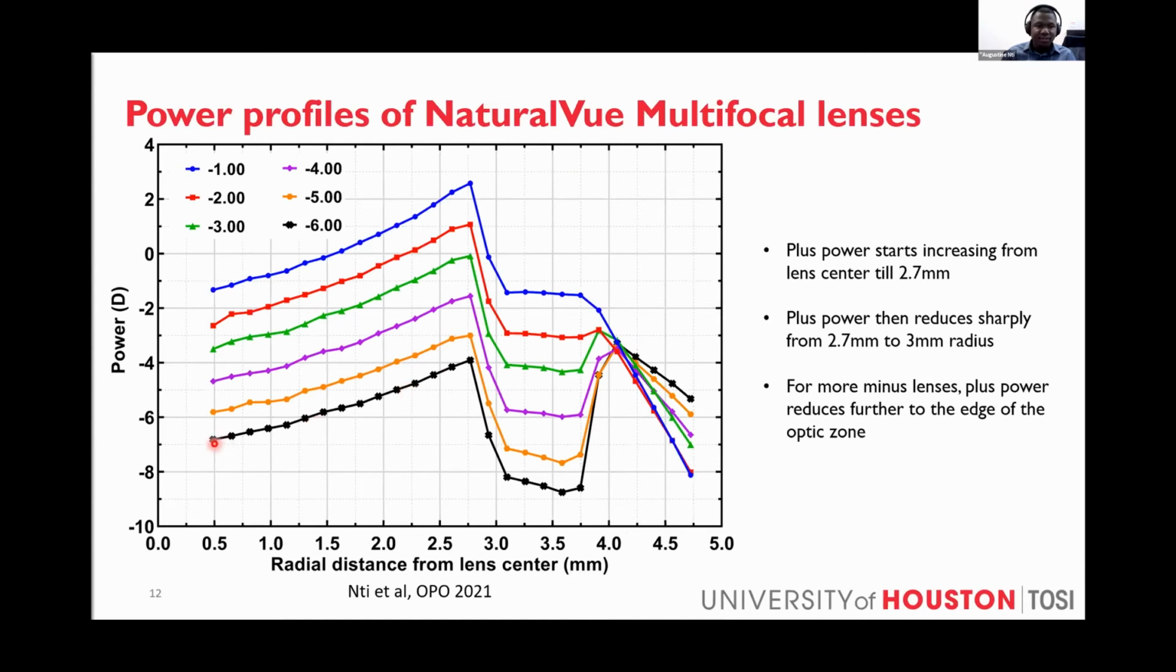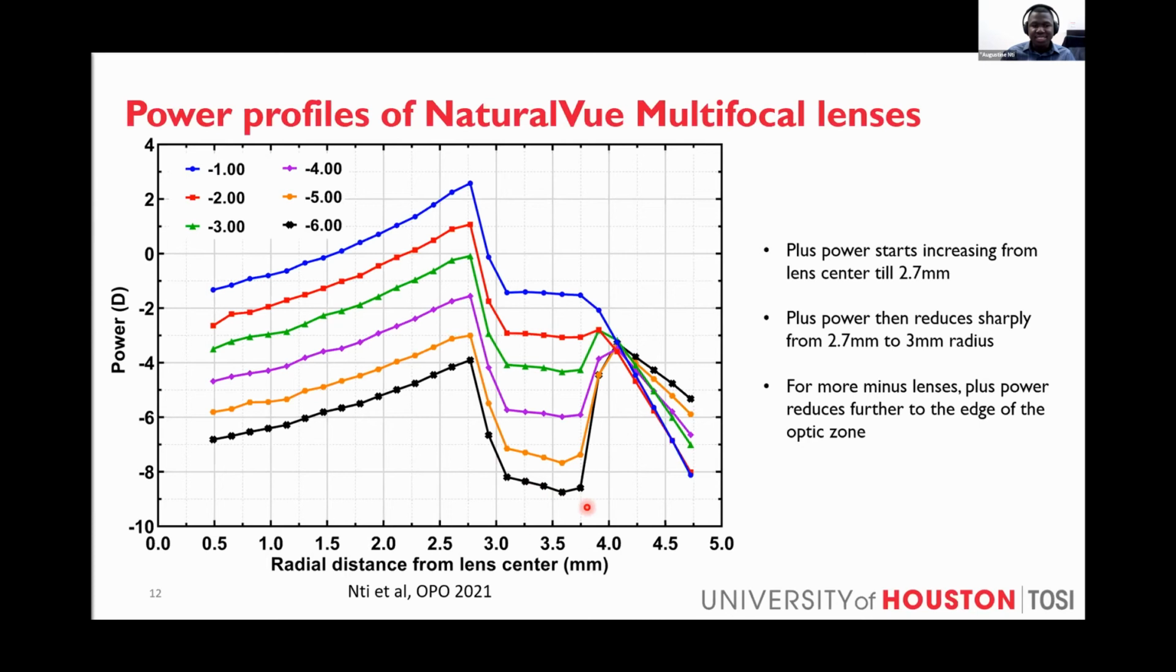For this lens, right from the center, you see an increase in the plus power all the way out to about a 2.7 millimeter radius. And then the plus power sharply reduces. And then for the lower minus powered lenses, after it reduces, it levels up till the edge of the optic zone. However, for the high minus lenses like the -6, the plus power again continues to reduce.